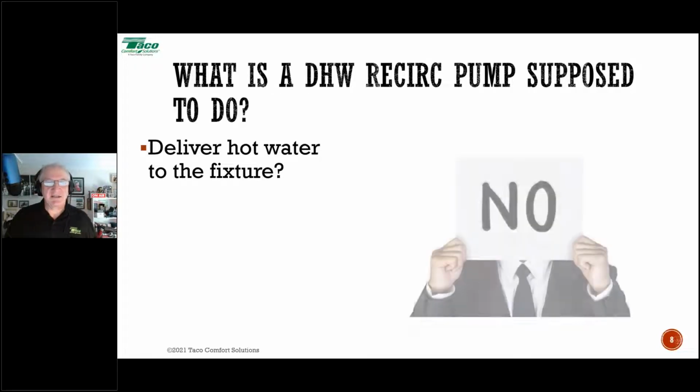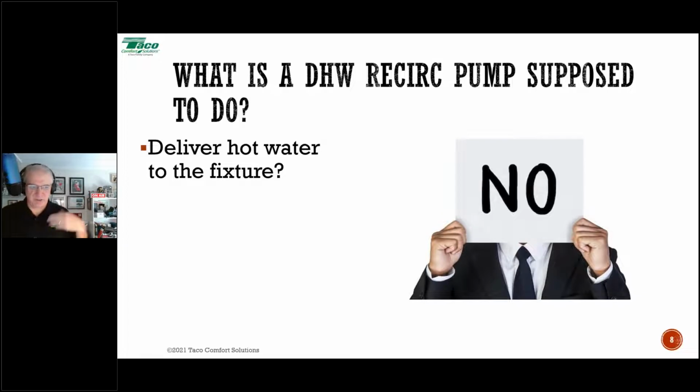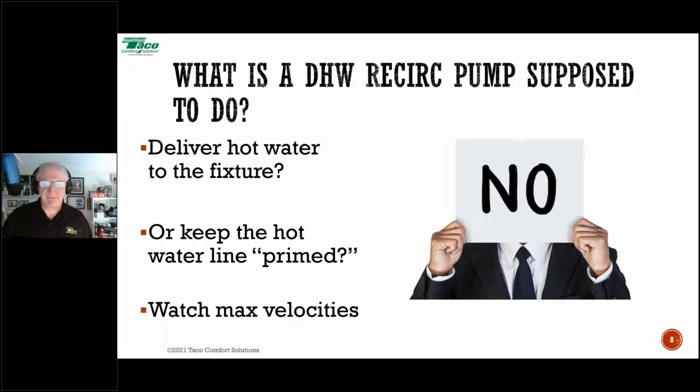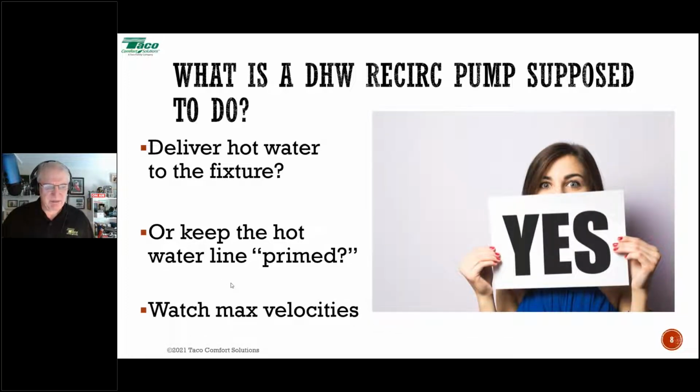So no, it's not to deliver hot water to the fixture. The goal of a domestic hot water recirculation pump is to keep that hot water line primed. Keep it primed with hot water so that when someone turns on a fixture, we minimize the wait for hot water at that fixture. Think about it as not moving gallons, think about it as moving heat.